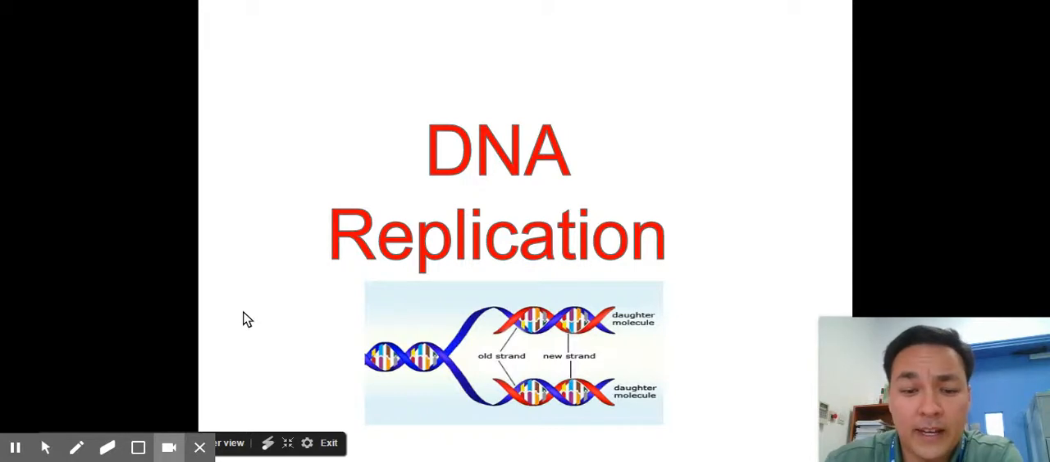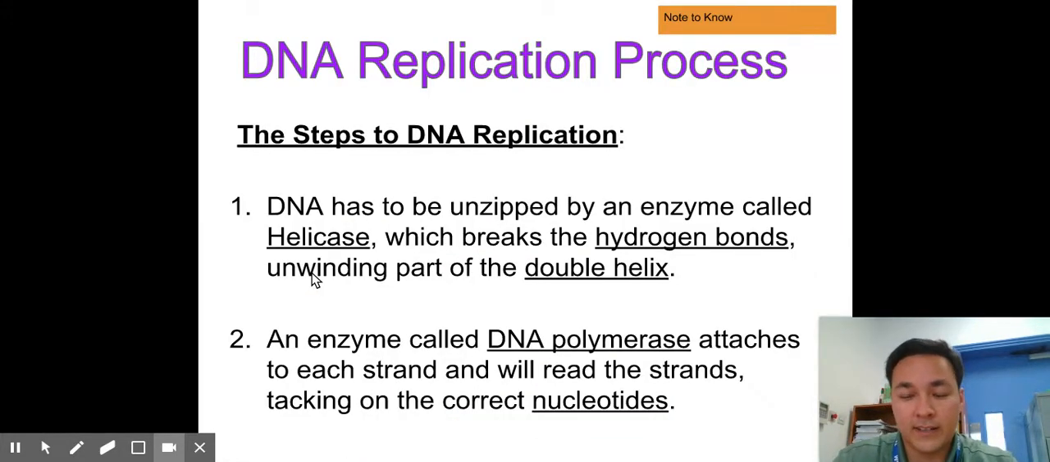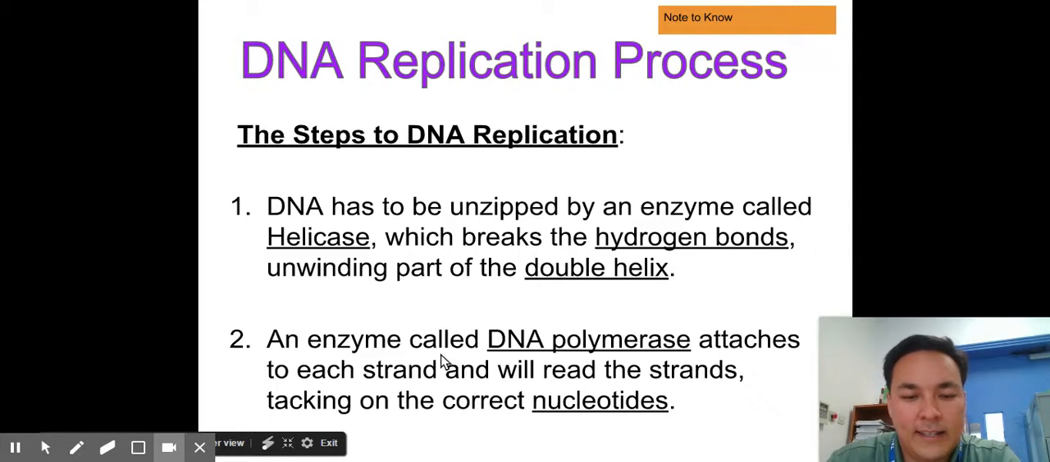So let's talk real quick about how they copy themselves, how DNA replicates during the S phase of the cell cycle. Well, first of all, it gets unzipped, and that unzipping molecule is called helicase. It's an enzyme. It ends in ASE, so we know it's a protein. Then an enzyme called DNA polymerase is going to attach to it and start adding on the new nucleotides.